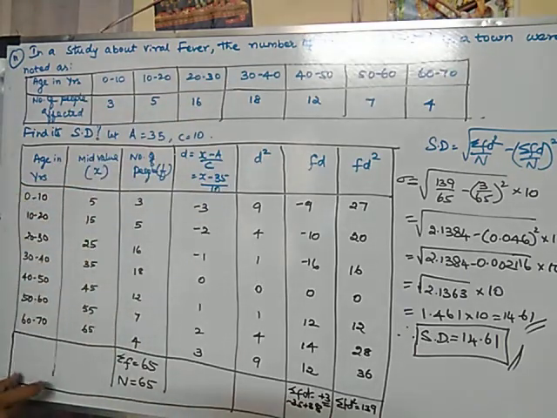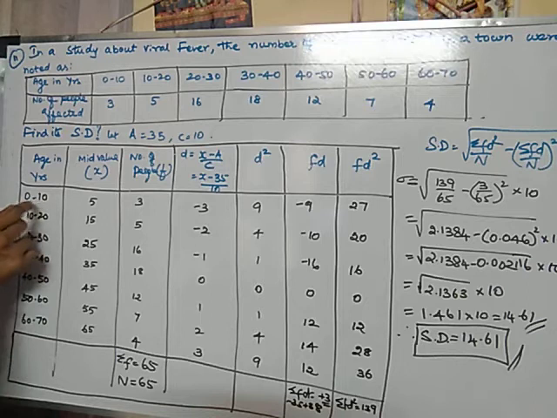So, first column data is your x, is it not? Since it is given in intervals 0 to 10, 10 to 20, first you should check whether the intervals are continuous intervals or discrete intervals. If it is not continuous, you have to change it to continuous intervals by adding to the upper limit and subtracting from the lower limit the difference between the upper and the lower limit, divided by 2.